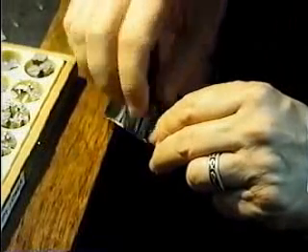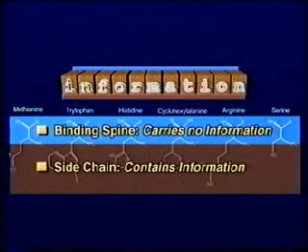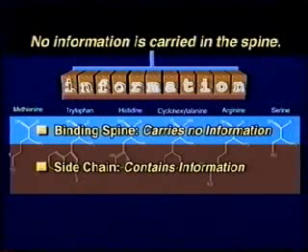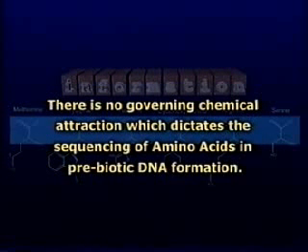It doesn't govern what letter goes where. In the same way, in an amino acid chain, what governs where the amino acids bind is simply the spine. But no information is carried in the spine. The information is carried in the side chains. And then the sequence specificity of the amino acid side chains, the order in which they go, is where the information of life is found. And there is no governing chemical attraction which dictates which amino acid goes in what sequence.